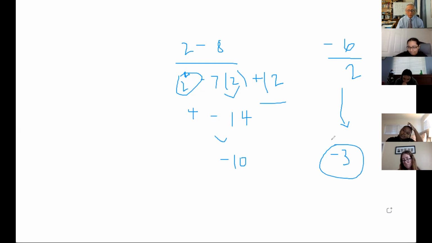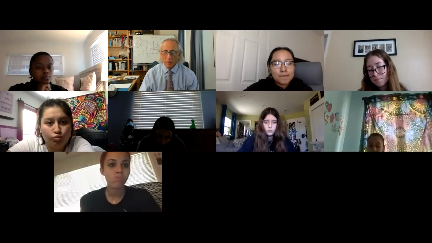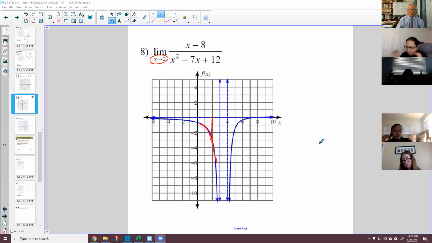So let's take a look at it. You stop sharing now. Let me share again. Okay. So it's looking to me like at x equals 2, it looks like it crosses the graph right there at negative 3. So that would be my limit right there, negative 3. So the limit as x approaches 2 of this function is negative 3. Right?